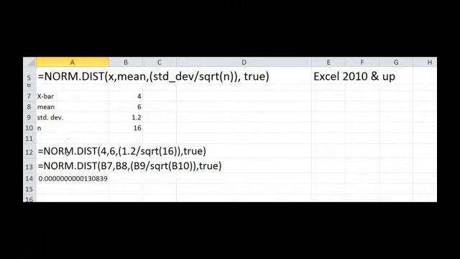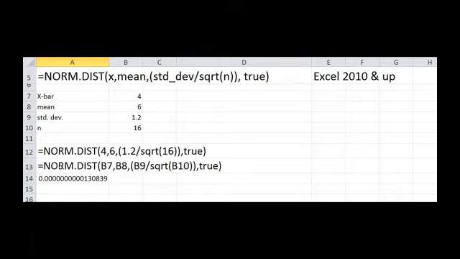As we scroll down here, we can see this is what the formula would look like if we keyed it in with numbers. It would be norm.dist. 4 is our x bar value. 6 is our mean. 1.2 is our standard deviation divided by the square root of 16. Now if it's an easy number like 16, you could just put in the value if you wanted to. We know the square root of 16 is 4. I could just type 4 there, but you can actually use the formula for square root, which allows you to use odd sample sizes that are not easily calculated, like 13 or 11 or something.